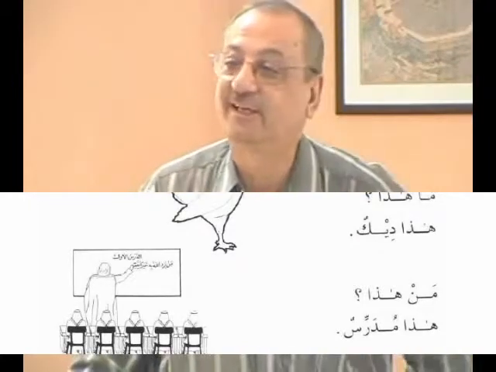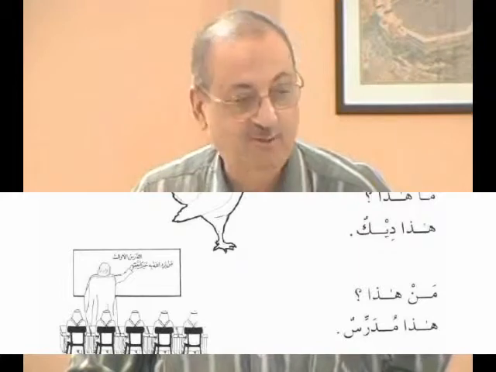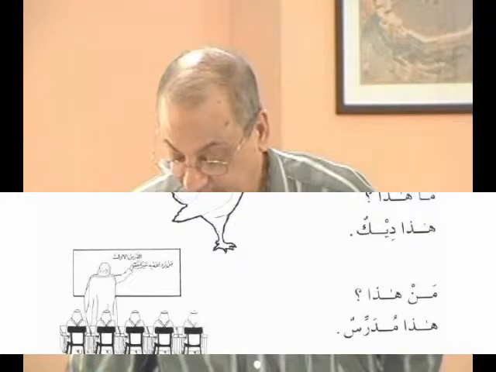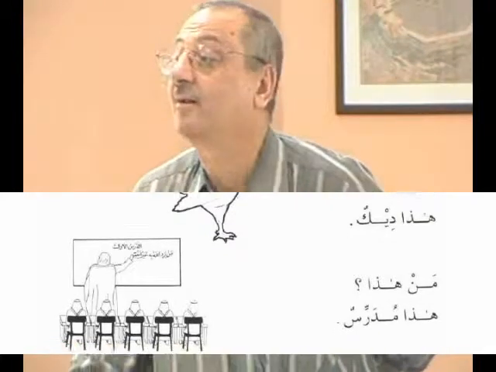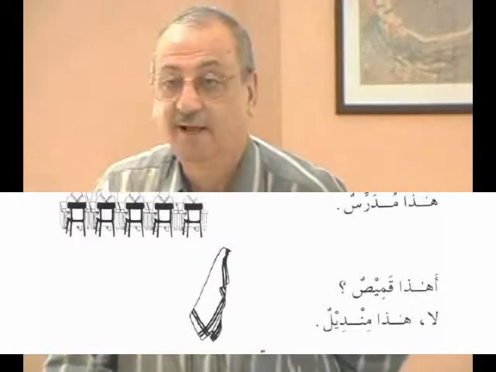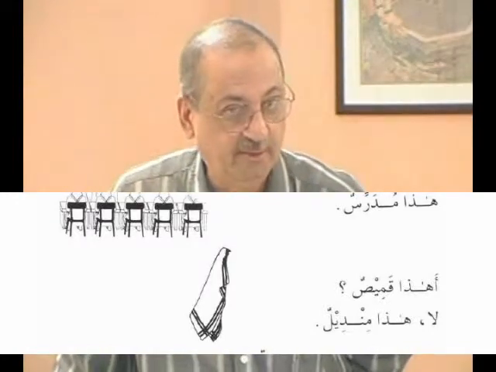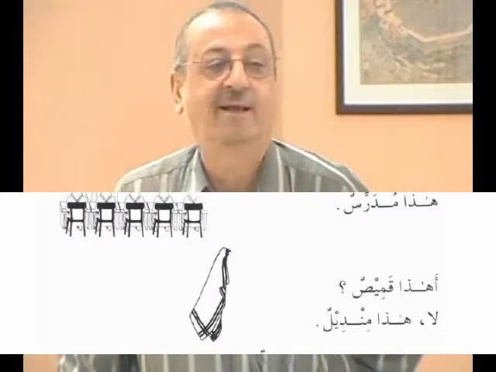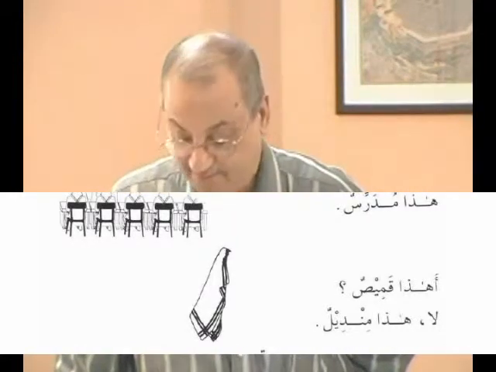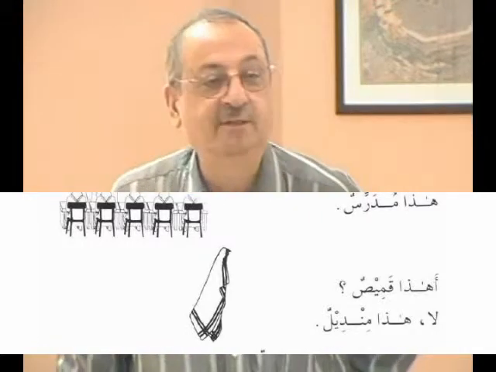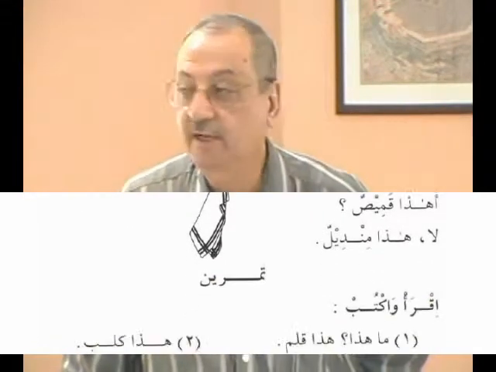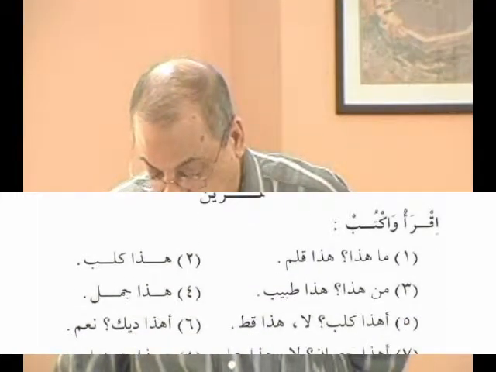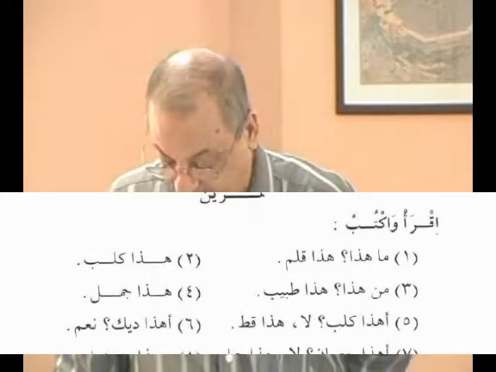Now again the question is, man haza? Towards a human being. Pointing out to a human being. Man haza? Haza mudarrisun. Remember the sun, huh? Haza qamisun? La. Haza mindilun. What is the meaning of mindilun? Handkerchief. So we have to remember all these vocabs, brother. Now, iqra waktub. Read and write. Okay, brothers and sisters?